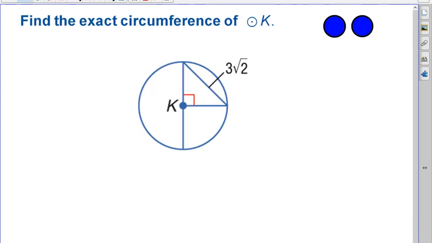So our next example then is kind of using that, using the fact that I've got a circumscribed triangle to find the circumference of circle K. So take a second, try it on your own. This was probably kind of tricky though.